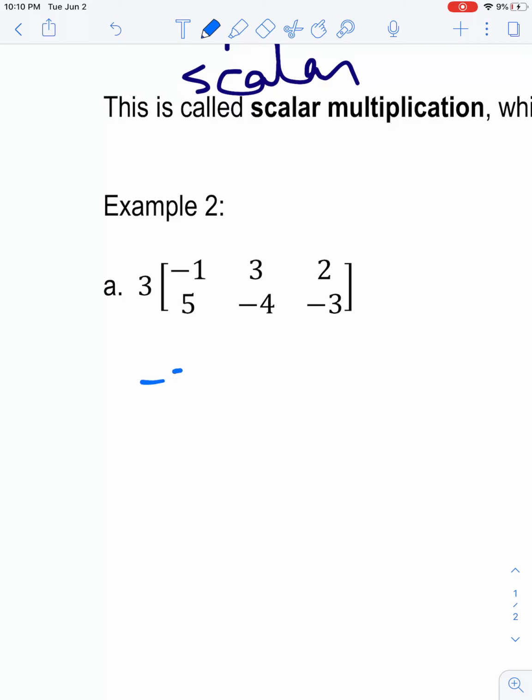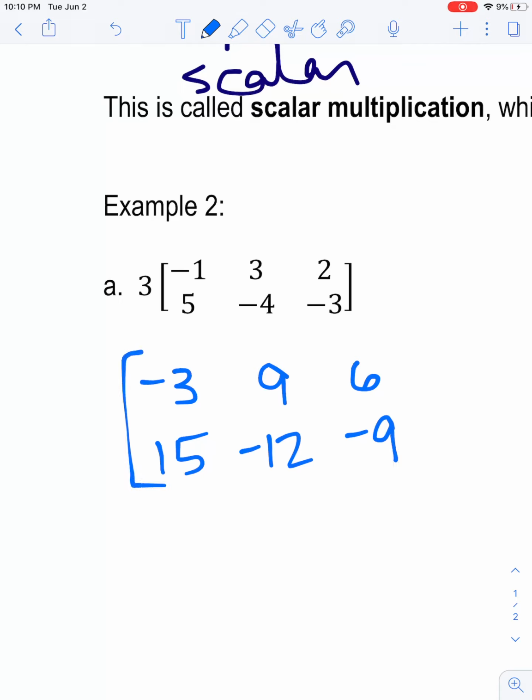So when I do 3 times negative 1, I get negative 3. 3 times 3, I get 9. 3 times 2 is 6. And in row 2, 3 times 5 is 15. 3 times negative 4 is negative 12. And 3 times negative 3 is negative 9. And there's my answer for part A.